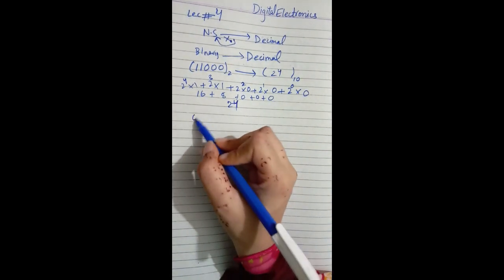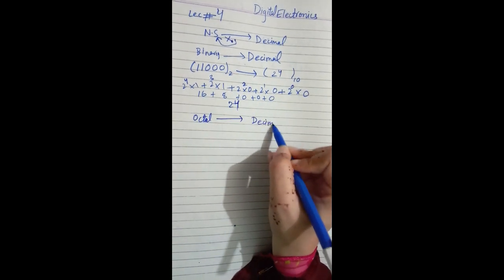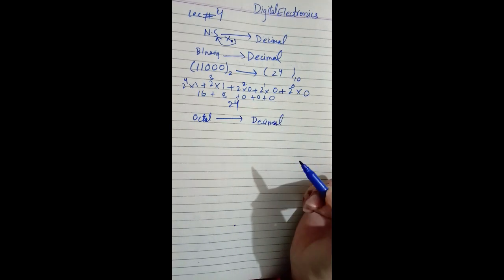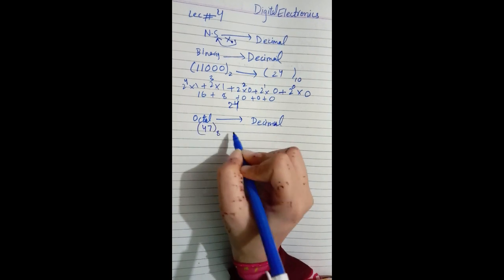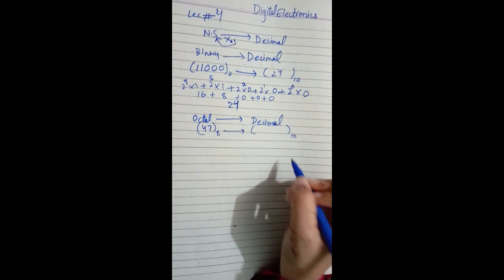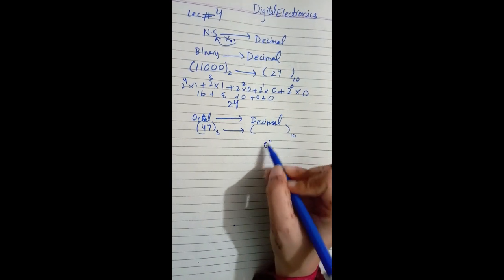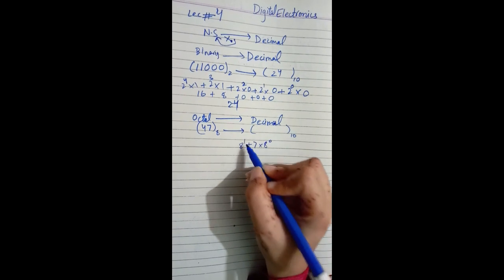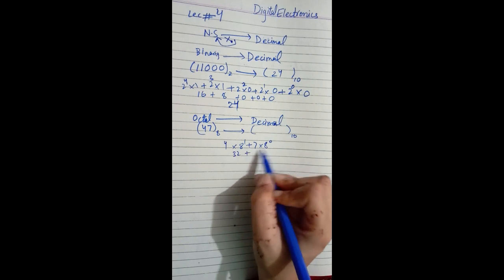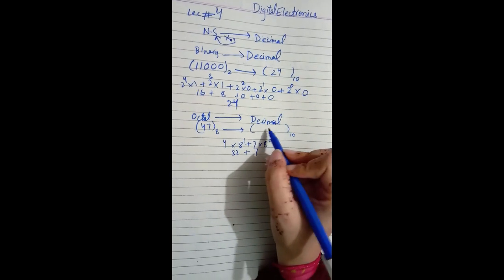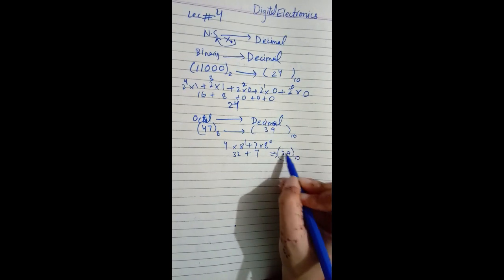And to convert from octal to decimal, we will multiply with base of 8. We will take the number 47 in octal and we will convert it to the decimal with base 10. So 8 raised to power 0 multiplied by 7 plus 8 raised to power 1 multiplied by 4. That is 32 plus 7. And the answer we have is 39. Final answer is 39 with base 10.